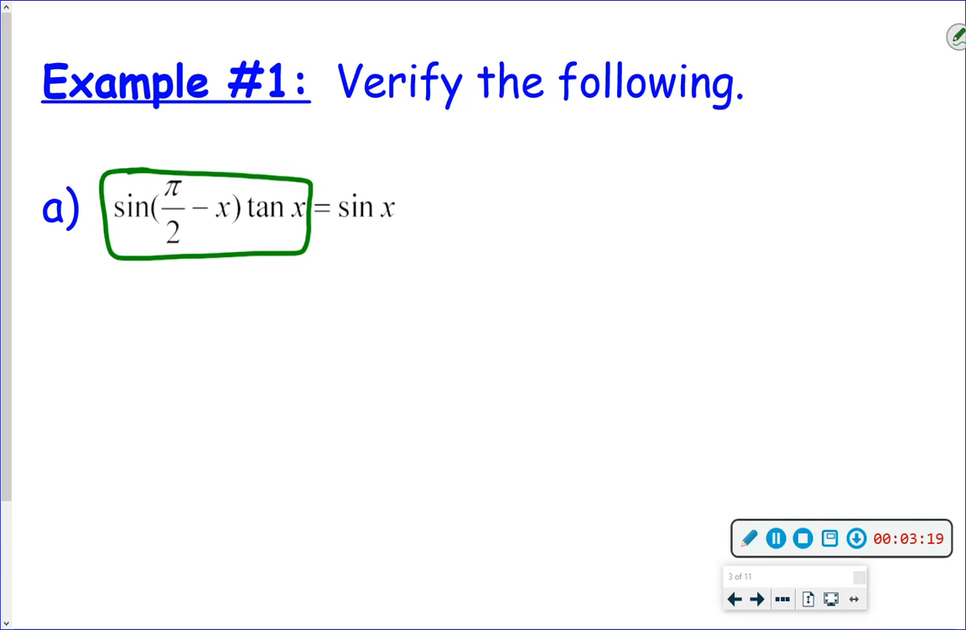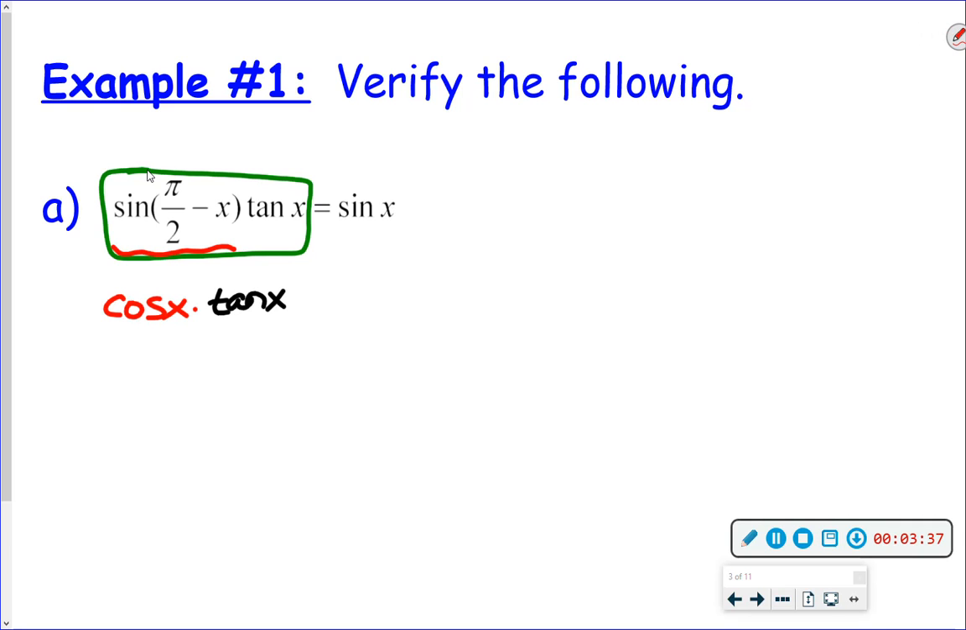Well, first up, identity. Sine of pi over 2, that's that cofunction identity. The cofunction of sine is cosine. There's technically a times between it. I just put the dot. We all know it. So it might not seem like we're getting there, but we kind of are.